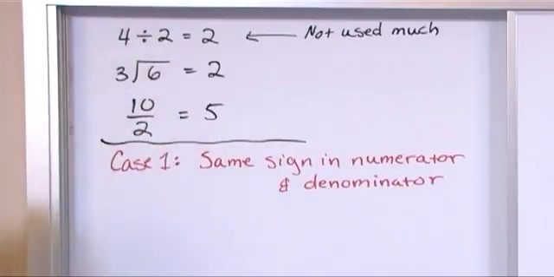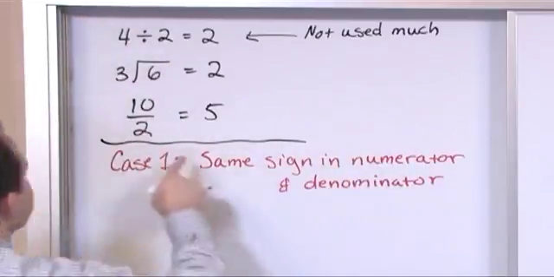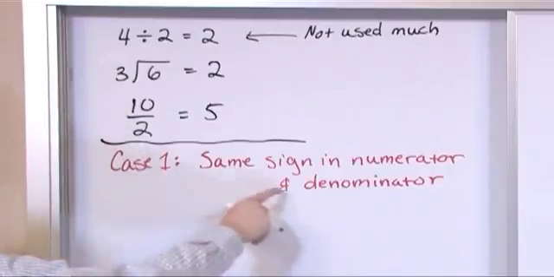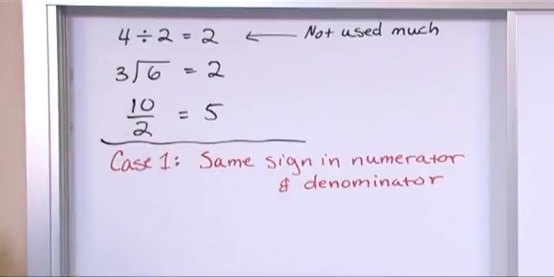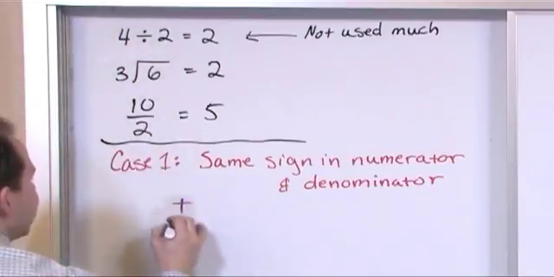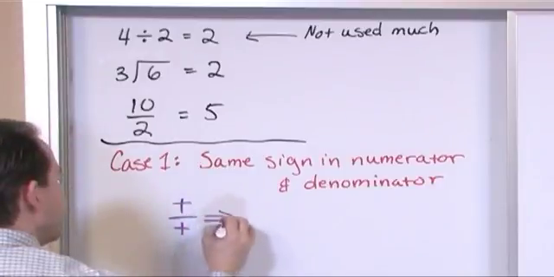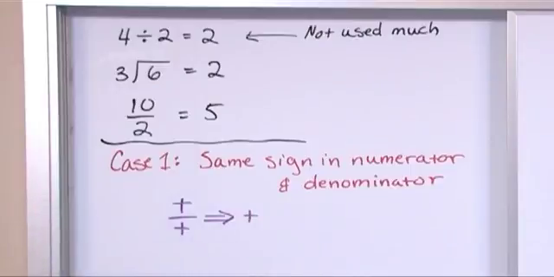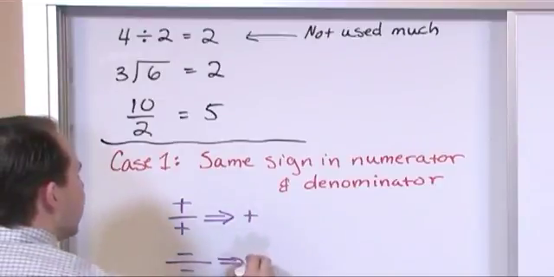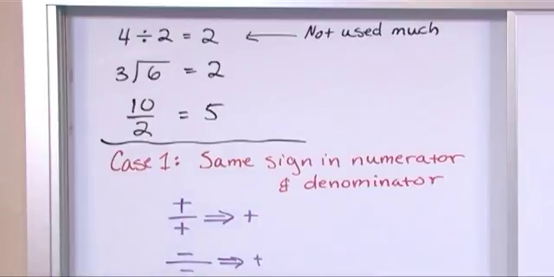Now, don't let these words scare you. Numerator means the top number in your fraction. Denominator means the bottom number in your fraction. So if we have the same sign, then it's going to look something like this. We might have a positive number divided by a positive number. This is always going to give us a positive number. You see, same signs gives us a positive number. And if we had something like a negative divided by a negative number, then we're still going to get a positive number. These are the same rules as we had for multiplication.